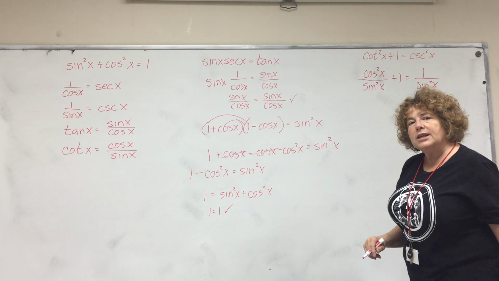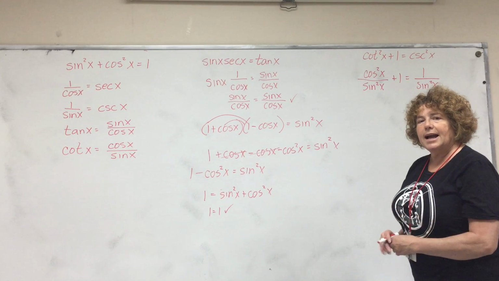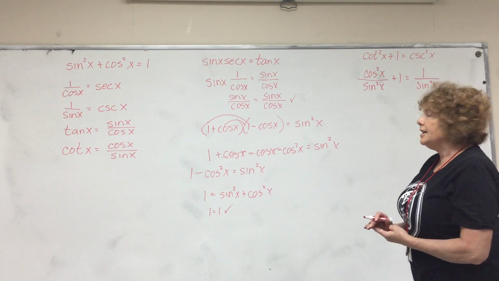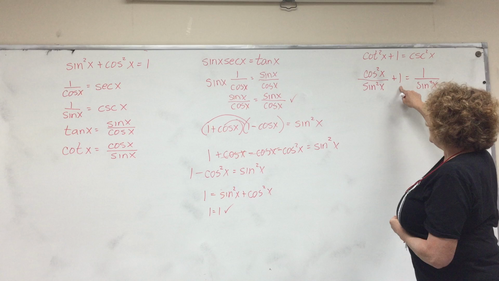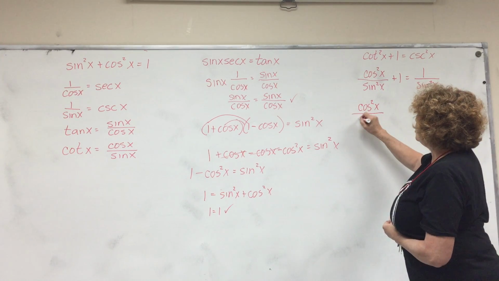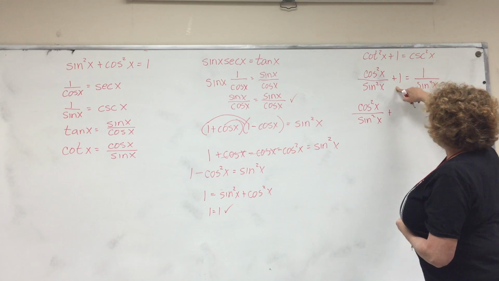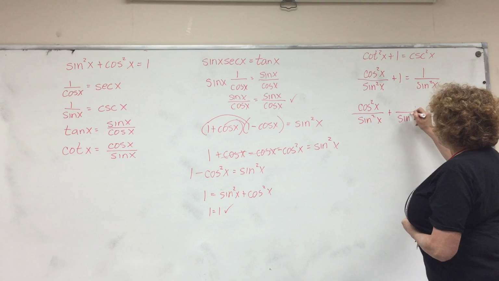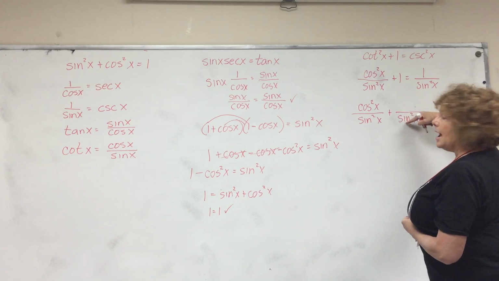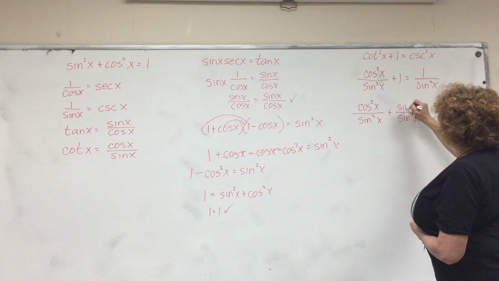Let's multiply every term by sine squared. Or alternately, you can just get a common denominator here. Let's do that because I want to make sure you see why you would do this. If I was to make this denominator sine squared, I would have to multiply top and bottom by sine squared to get the common denominator. So I have sine squared.